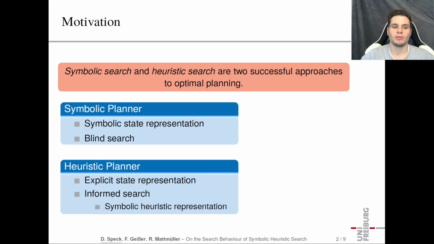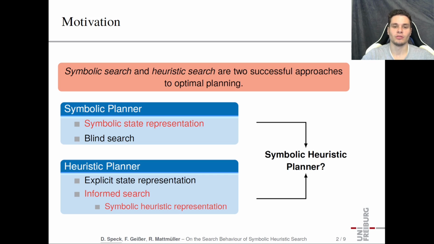Our motivation behind this paper is that symbolic search and heuristic search are two very successful approaches to optimal planning. On the one hand, we have our symbolic planners, which usually use symbolic state representations, often in the form of decision diagrams, to compactly represent sets of states, and they usually use blind search. On the other hand, we have so-called heuristic planners, and they usually explicitly represent the states, but use informed search like A star. And this informed search is based on heuristics, and these heuristics can also be represented symbolically as decision diagrams. Then a natural question arises: why don't we combine these two things?